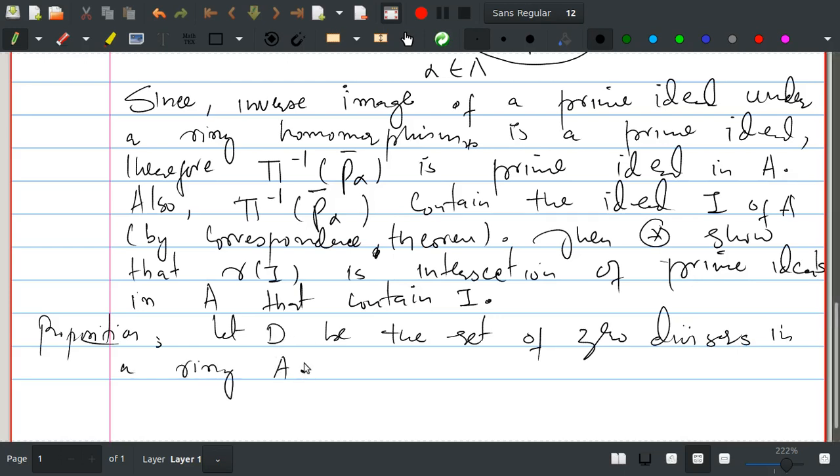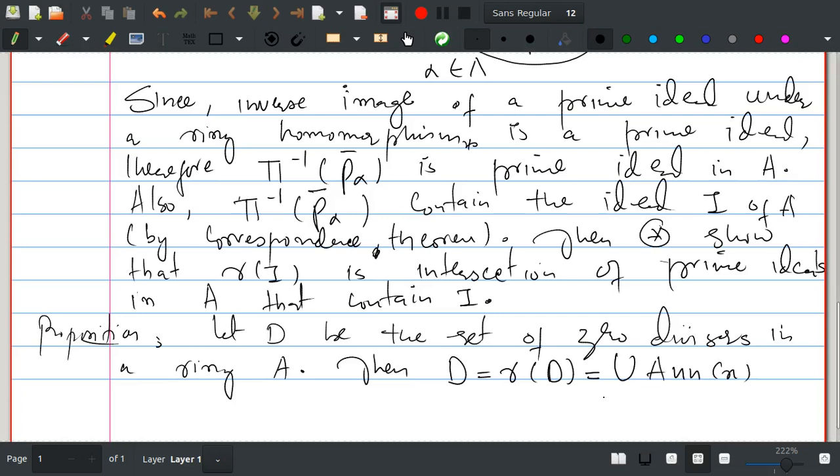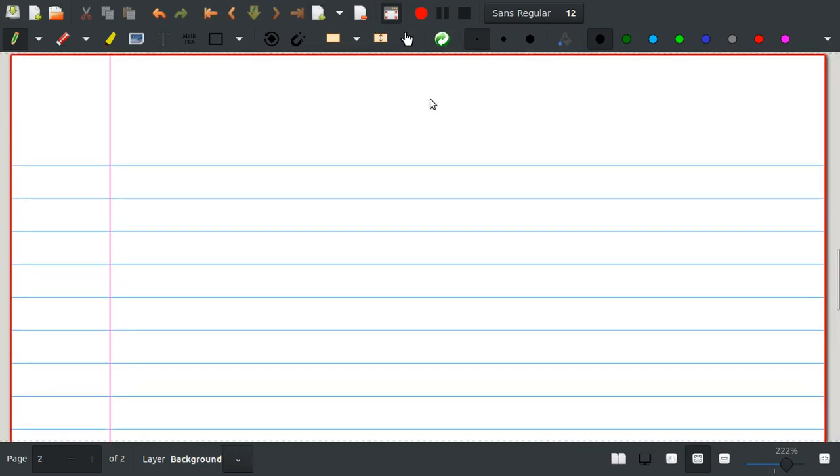Then we know that this D is an ideal. So the result says that D is the same as its radical, which is, by definition, the union of annihilators of non-zero elements in A. So let us prove this. Proof.